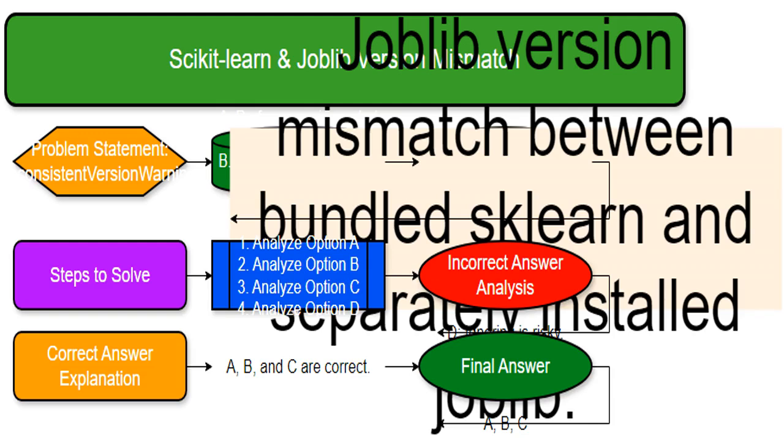Sklearn includes its own copy of JobLib. If you also installed a different version separately, that creates the warning message. It's like having two slightly different versions of the same instruction manual for a machine. One included with the machine, and one you got from the internet. Both may work, but different instructions might cause confusion.